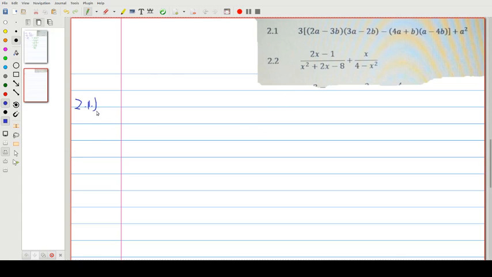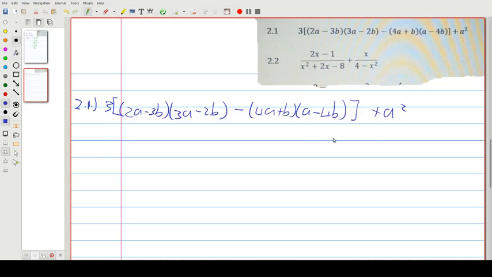2.1, let's write down the whole question. So we've got 3 big brackets, small bracket 2a minus 3b, and 3a minus 2b, minus 4a plus b times a minus 4b. Close the big bracket plus a squared. So we can see that's quite a line full.